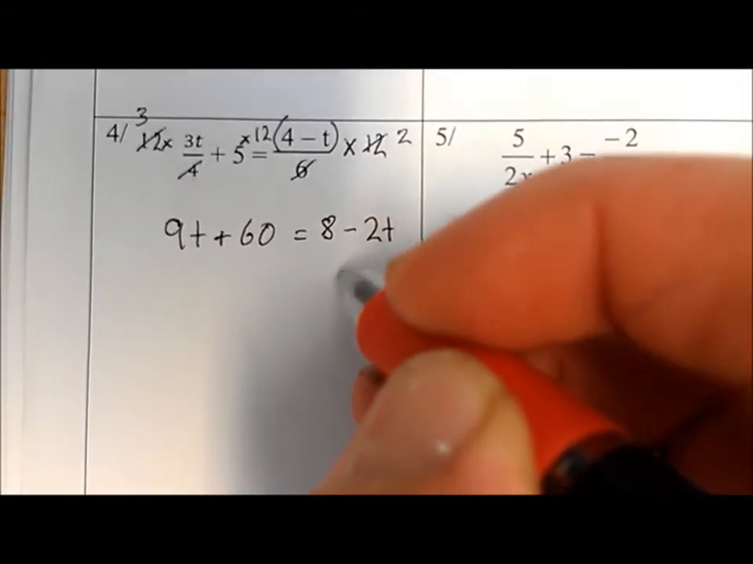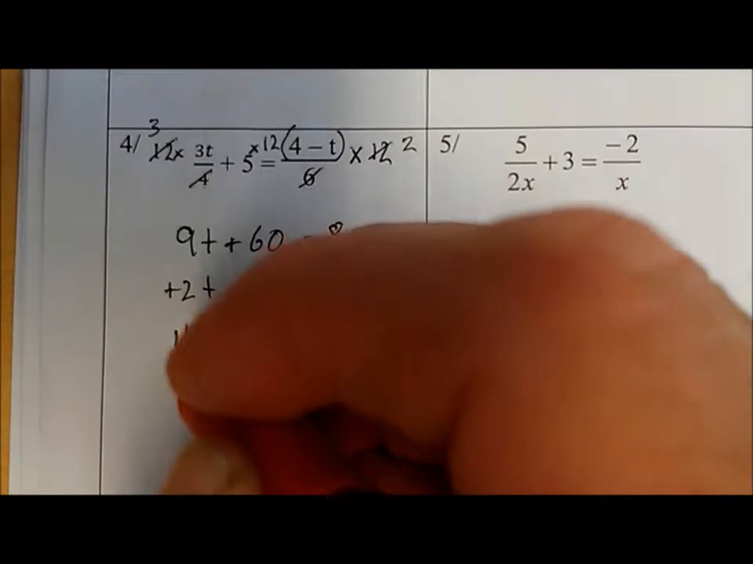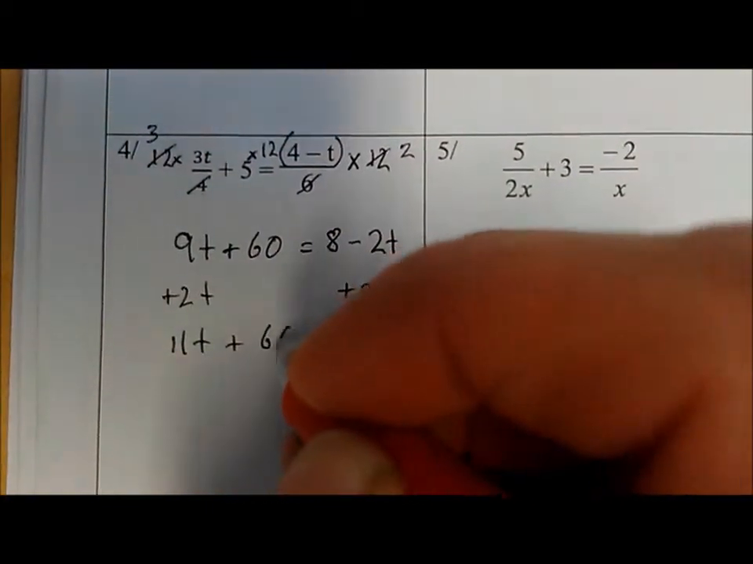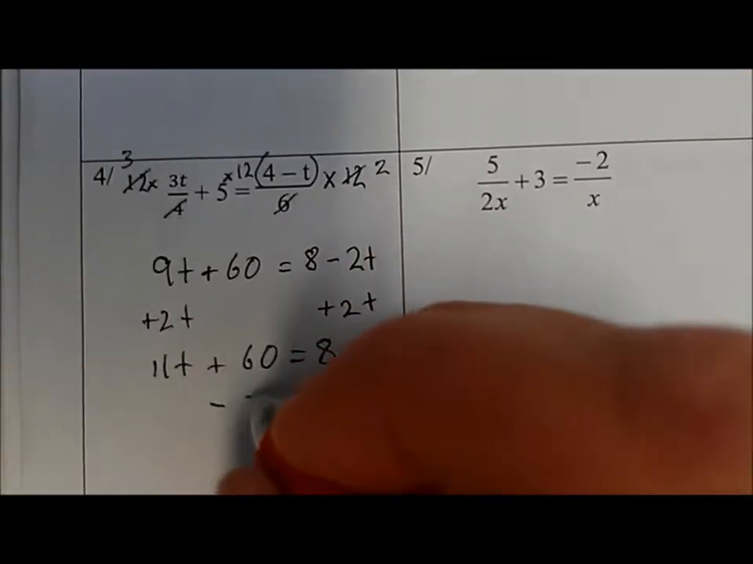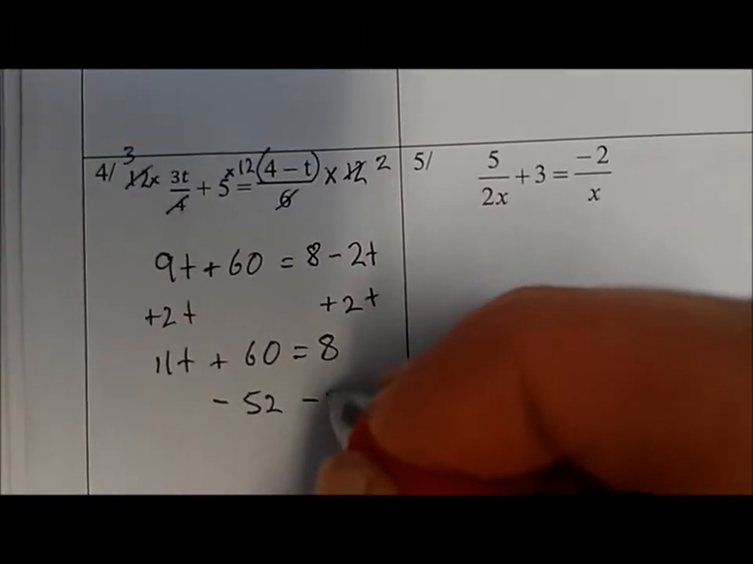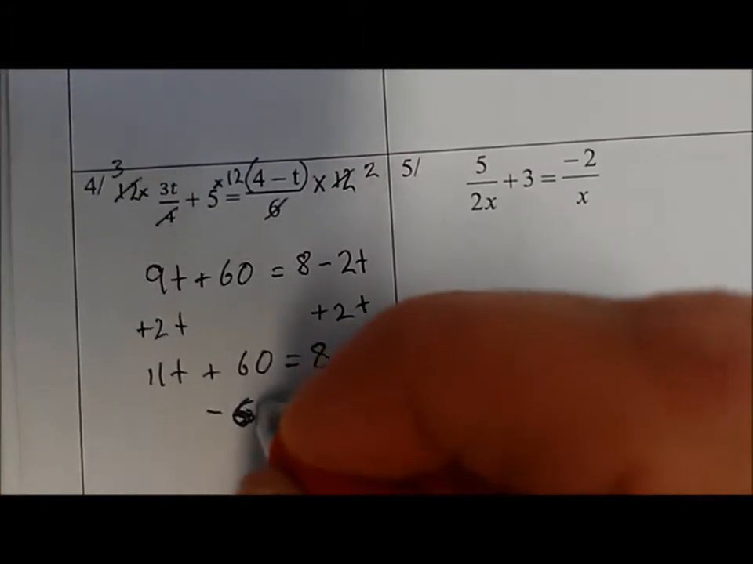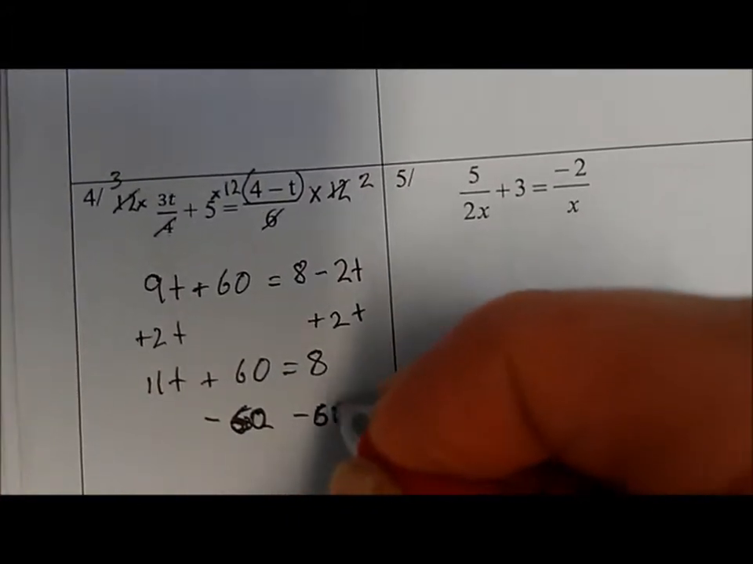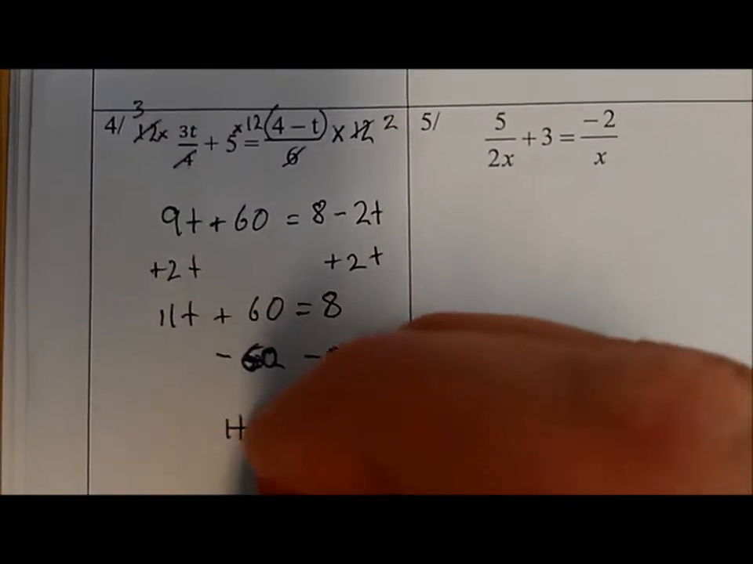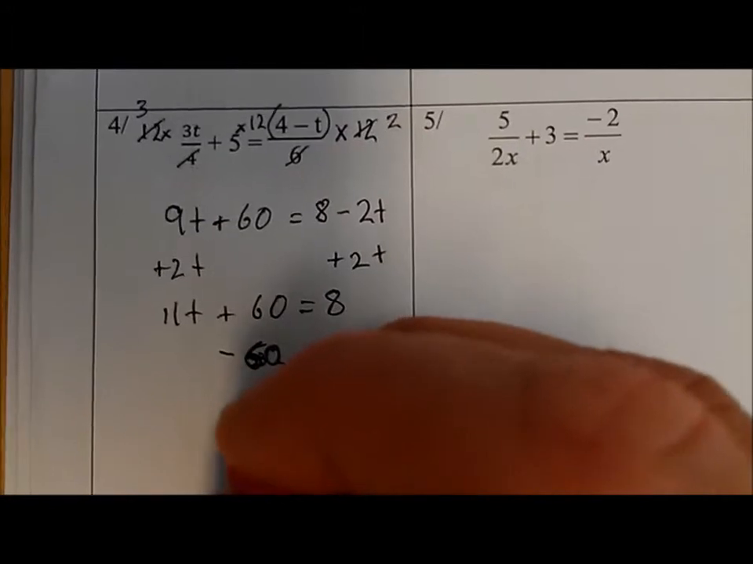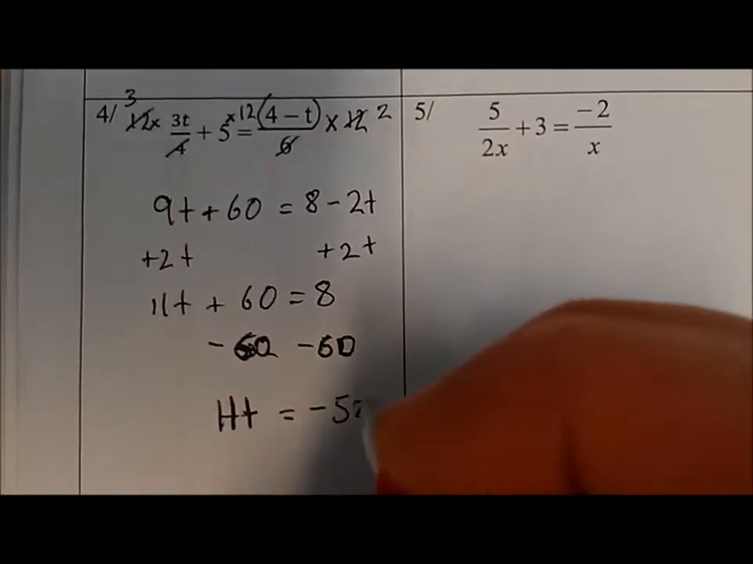Now I can start to collect my pronumerals to the same side by adding that 2t to both sides. And then I can collect my numbers to the other side. Oops, that's the answer, silly me. So subtract 60 from both sides. That gives me 11t is equal to negative 52.